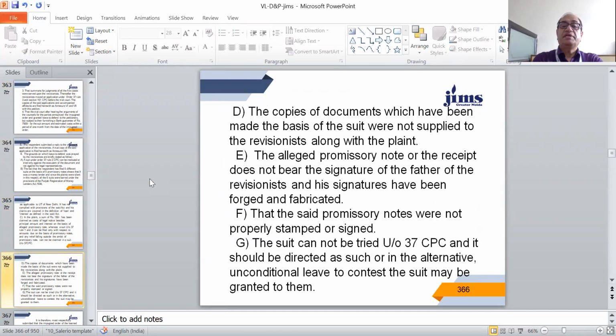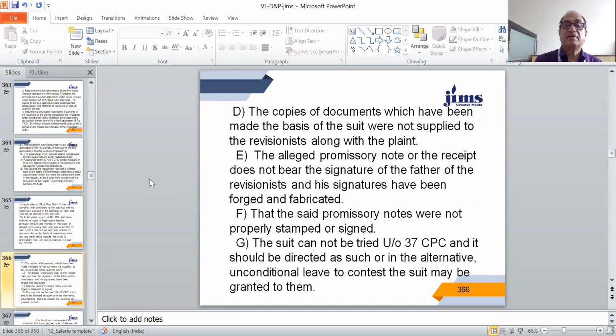Fourth ground, D. The copies of the documents which have been made the basis of the suit were not supplied to the revisionists along with the plaint. Fifth ground, E. The alleged promissory note or the receipt does not bear the signature of the father of the revisionist, and his signatures have been forged and fabricated. This is my fifth ground, that the promissory notes are forged and do not bear the signature of their father.